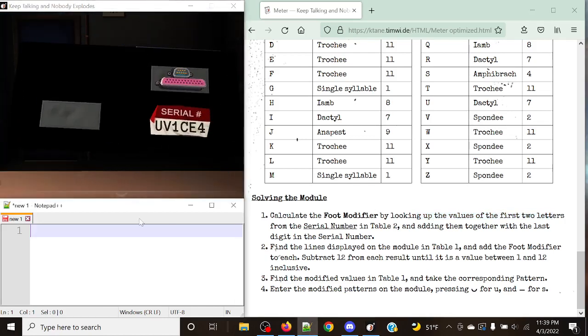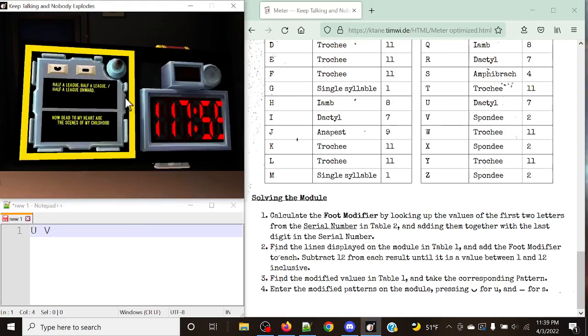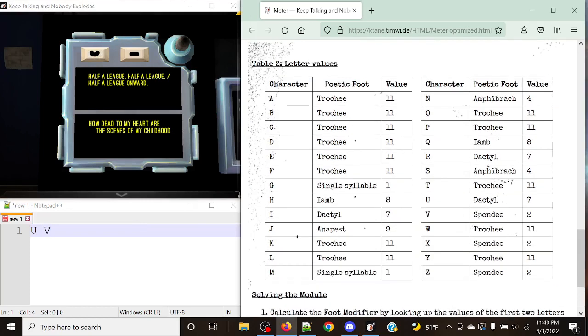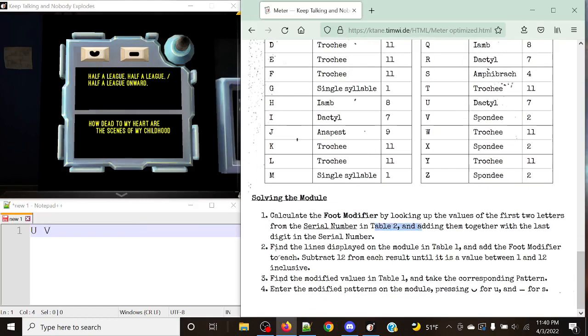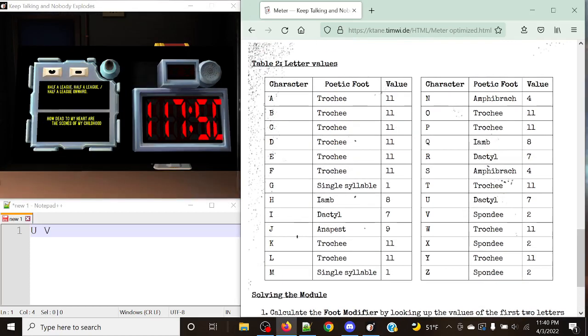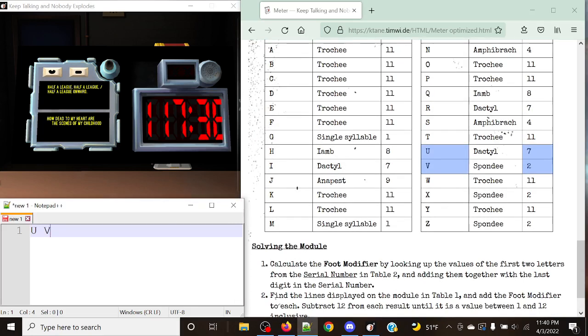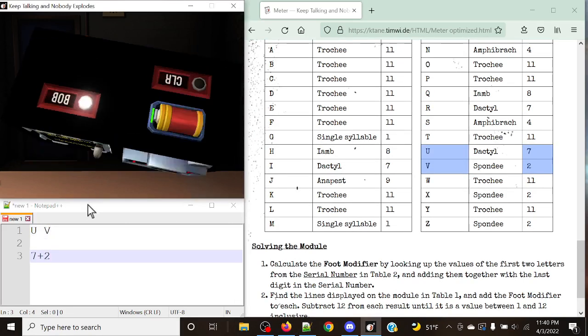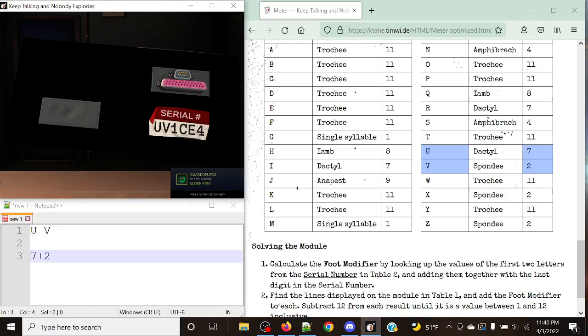Our first two letters in the serial number are a U, uniform, and a V, Victor. Capitalize these, uniform and Victor, okay. What we're essentially going to be doing is taking a look at the table of these two letters, and we're going to be adding them together with the last digit in the serial number. So we're going to get the values of the characters that we have here. We have a uniform and a Victor, which are represented by a 7 and a 2, and these are the poetic feet by which they are described, saving you time from having to sound things out. So in this case, we have 7 plus 2, plus the last digit of the serial number, which is going to be a 4, plus the 4.